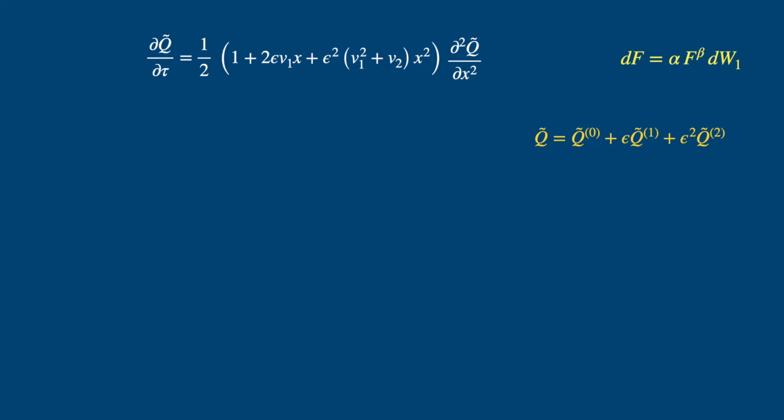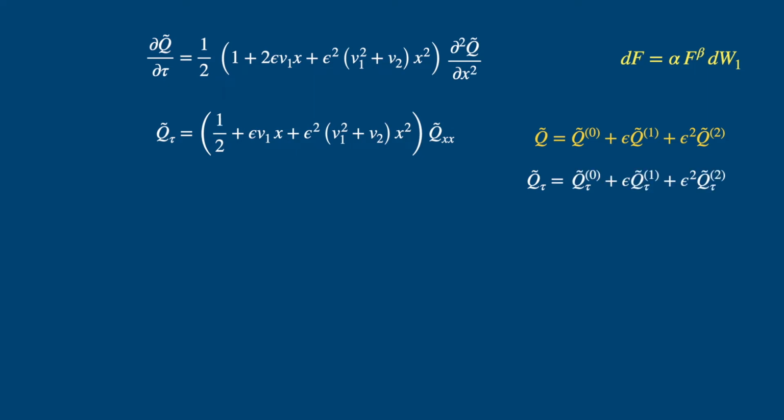Before plugging the solution into the PDE, let's change the derivative notation to create space. So q underscore tau represents the derivative with respect to tau, and q underscore xx represents the second derivative with respect to x. We can now take the derivative of our asymptotic solution with respect to tau. It's easy peasy as derivative of sum is equal to sum of derivatives. And let's make the replacement.